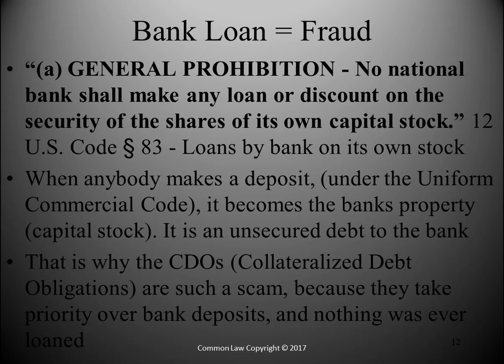The point being is that, and this is actually found in the Bank Act, Title 12, United States Code, Section 83, the banks cannot loan their own capital stock. And the point being is that when anybody makes a deposit under the Uniform Commercial Code, it becomes the bank's property. It's an unsecured debt to the bank. That's why the CDOs that were responsible for the subprime crisis, or so-called crisis, are such a scam, because they take priority over bank deposits, and nothing was ever loaned.